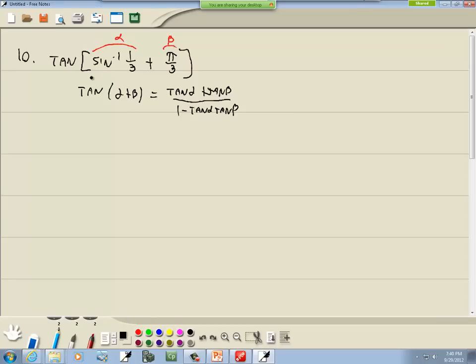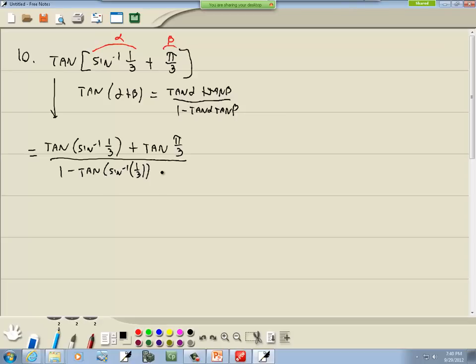Okay. So if I got alpha and I got beta here, that means I can rewrite it using this formula. So this down here becomes tangent alpha, which is inverse sine of 1/3, plus tangent beta, which beta is pi over 3, over 1 minus tangent alpha, that, times tangent beta, which is tangent pi over 3.